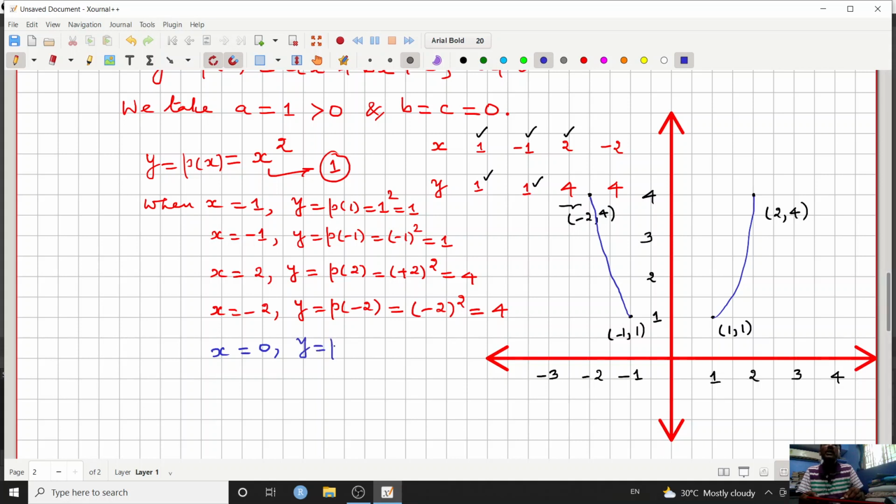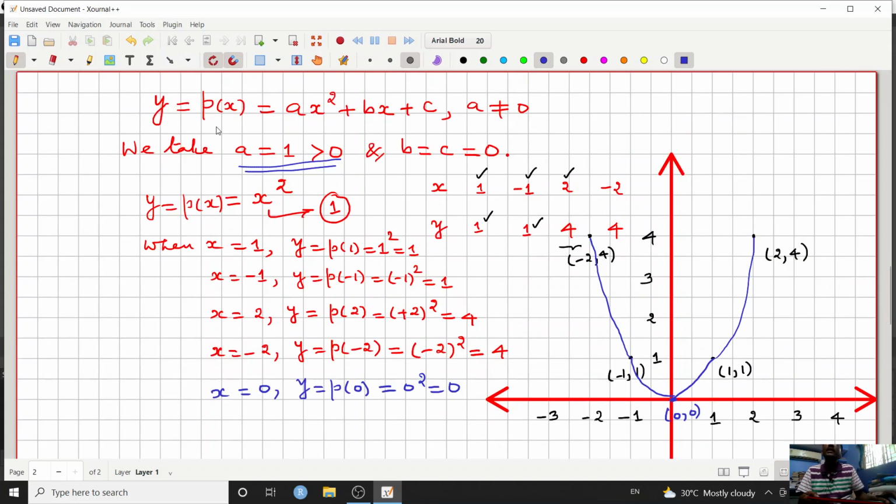Y is equal to p of 0. That is equal to 0 square, which is nothing but 0. So this 0 also lies on the graph. So you join these points. Look at the fact that we have taken the value of this a to be greater than 1, and we are getting a parabola.